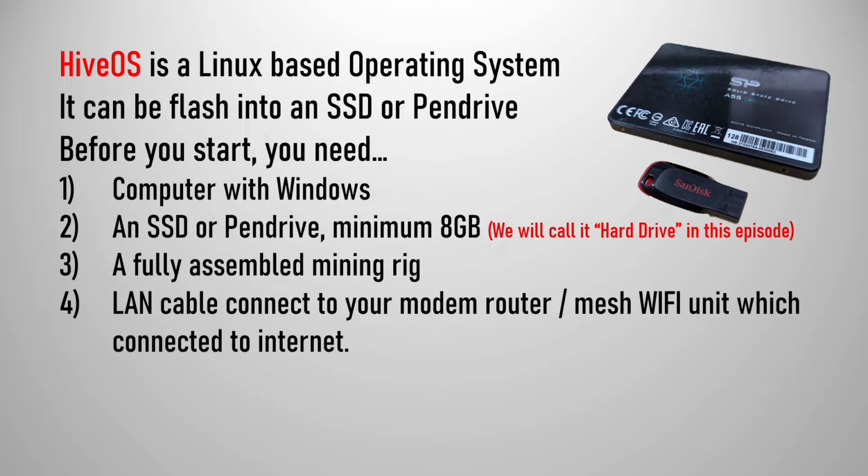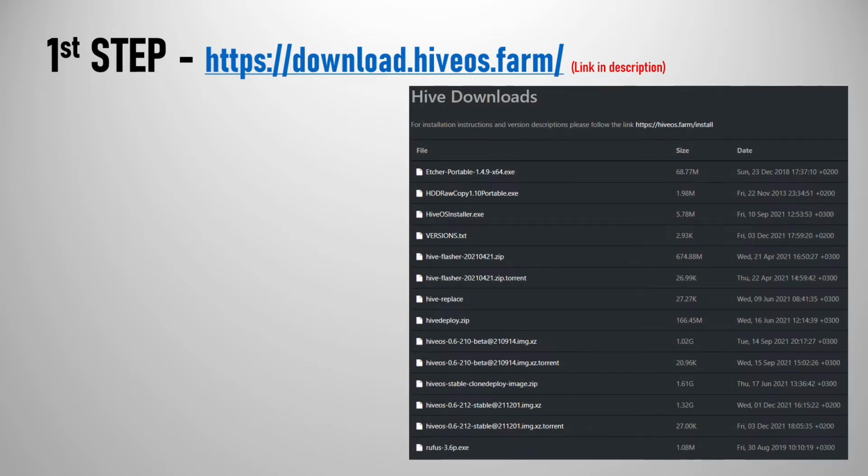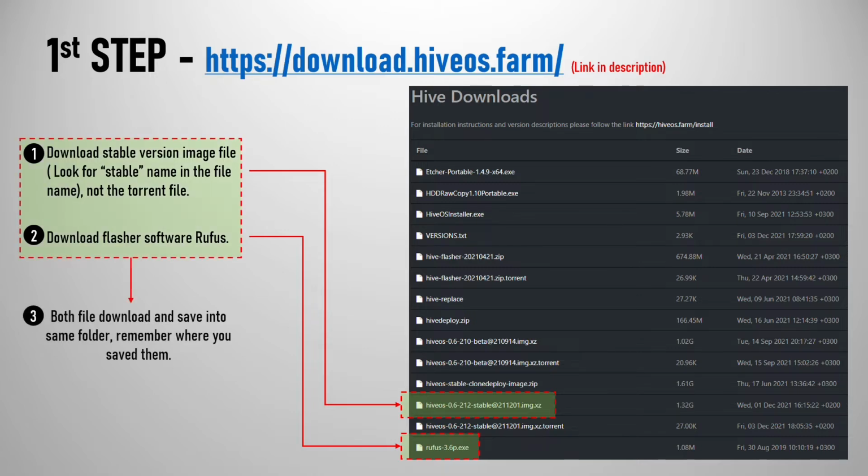You need a fully assembled mining rig, and a LAN cable connected to your modem router or mesh Wi-Fi units which are connected to the internet. First step, follow the link that we put in our descriptions. Click, then it'll bring you to this page. Download the stable version of the image file, not the torrent file, and then download the flasher software Rufus. Both files should be downloaded and saved into the same folder. Remember where you save them.